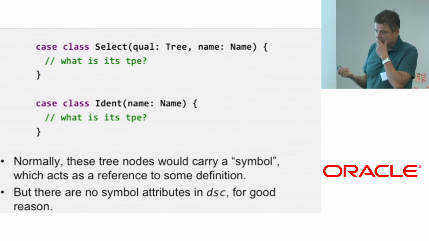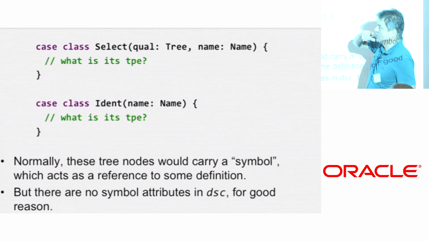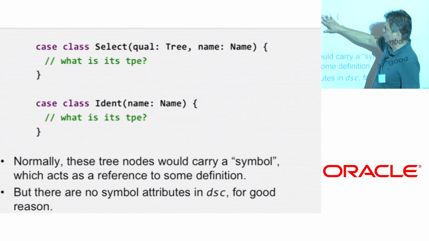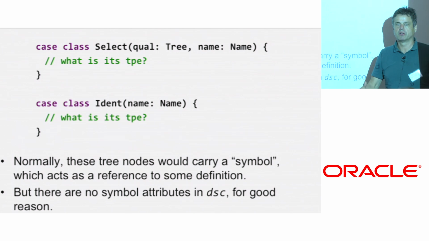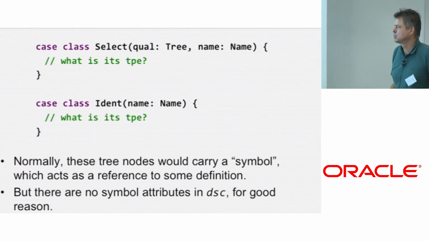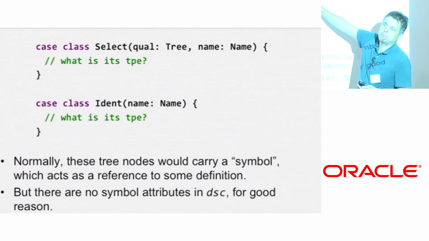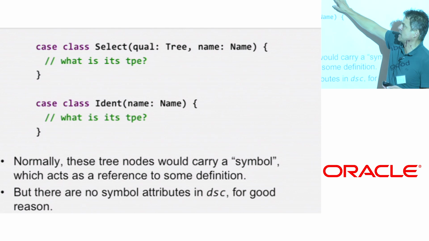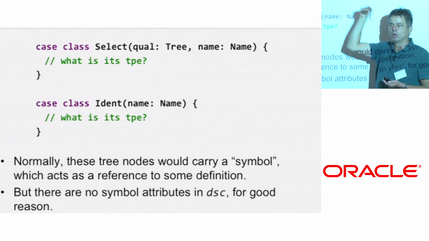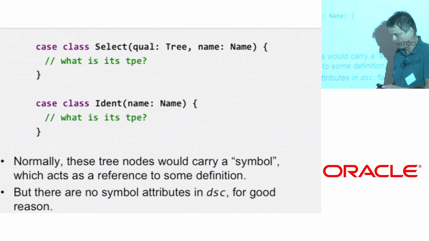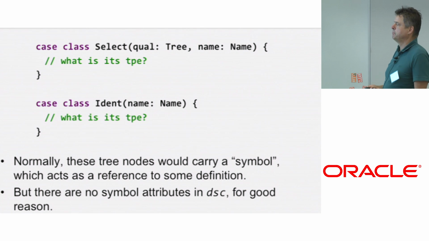So then the next thing is references. So here we have two abstract syntax tree classes. They both extend tree. One is called select and the other is called ident, and they do essentially the usual thing, an identifier or a selection. So what should their types be? Normally, in Javac and the current Scalac and basically all compilers I know of, these things would have a symbol attribute. I would say, well, I point to a given symbol and I pull the type out of the symbol. But we don't have a symbol attribute for good reasons. So what should its type be?